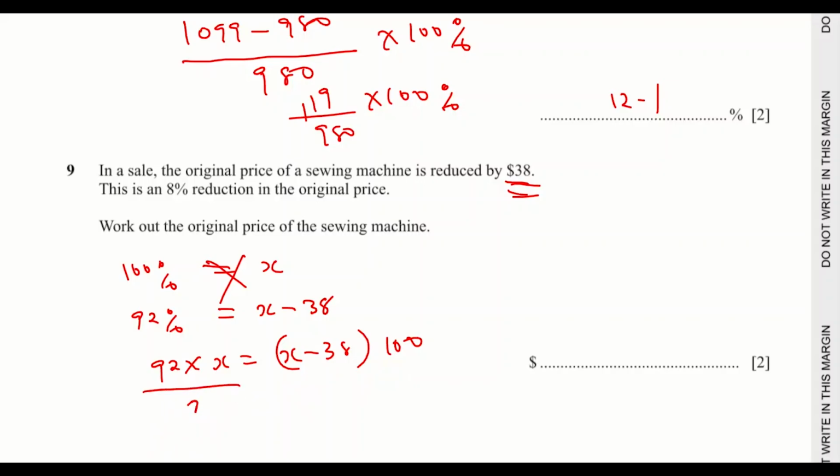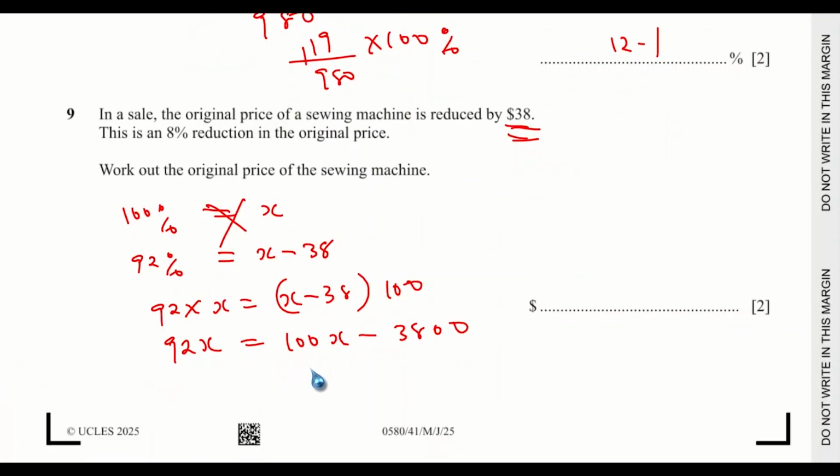Then you cannot divide both sides yet. Before that we need to expand the bracket here. So good, this will be 92x equals 100x minus 3800. Fine, so we can now collect like terms. So this will be equal to 100x minus 92x. We need to bring this to the other side. This will be 3800.